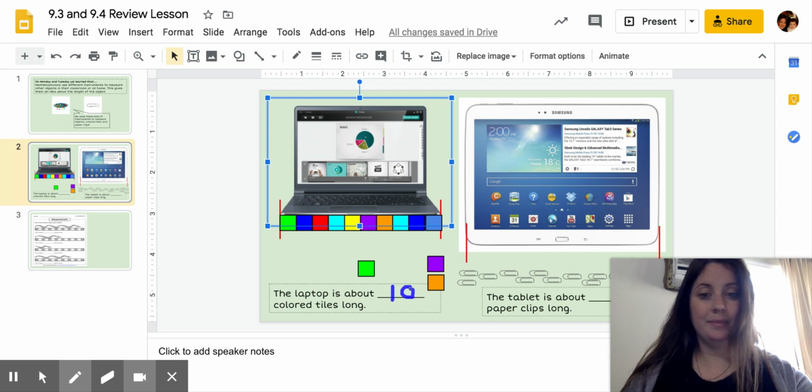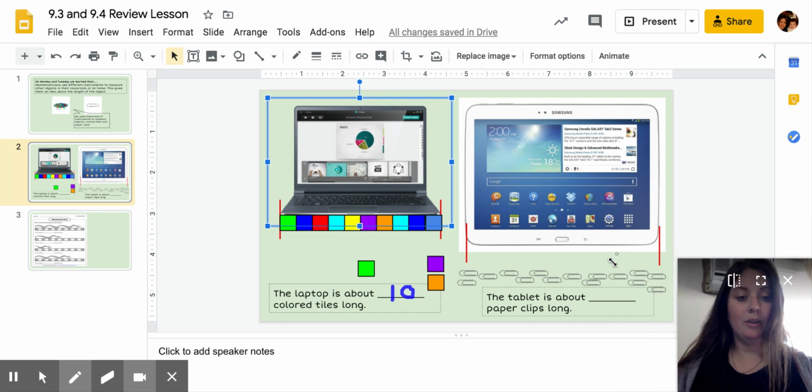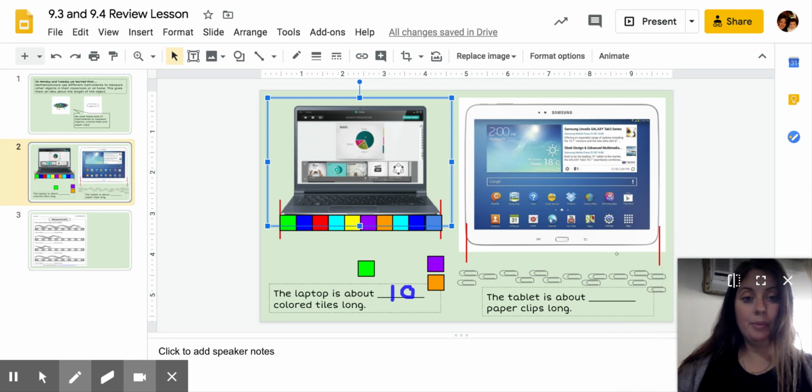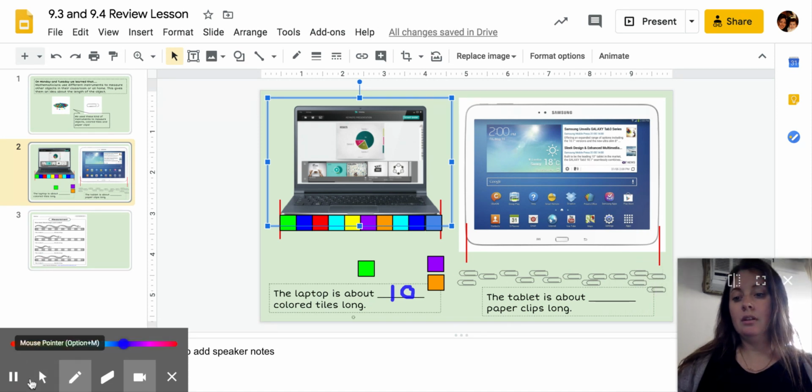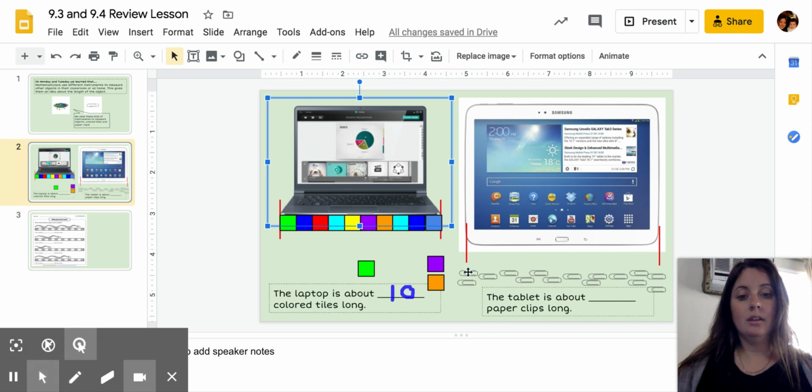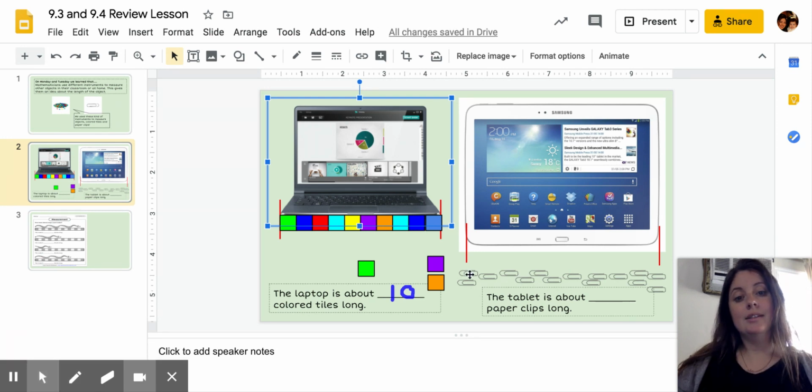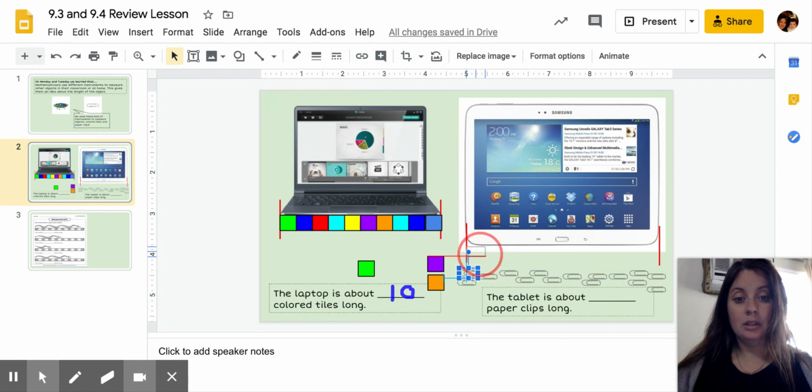Okay. Now let's look at the Samsung tablet, and we're going to use paper clips to measure that. So remember, with the paper clips, I'm going to put them from end to end, and I'm going to count as I go. And then I'll recount again at the end so I know that my number is accurate.